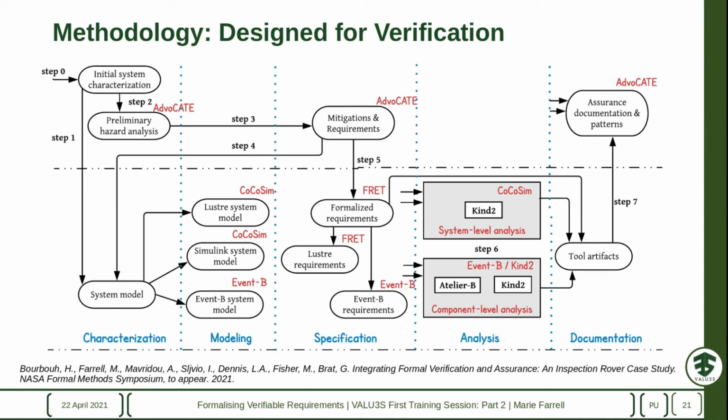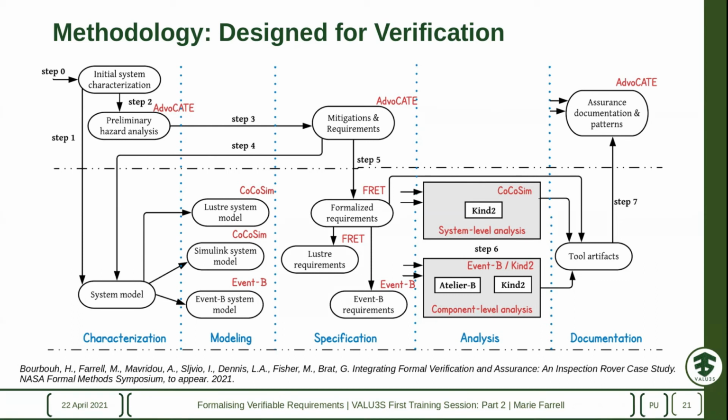So we followed through the steps. We characterized the system. We did some hazard analysis. We figured out what the mitigations and requirements were. We updated the system model, and then we made models in numerous different modeling formalisms. We had a Simulink model, a Lustre model, and an EventB model of the system. But the main part that's relevant for the values project is that we then formalized the requirements in FRET, and we used those verification tools to verify them.